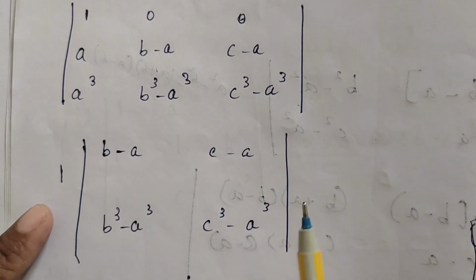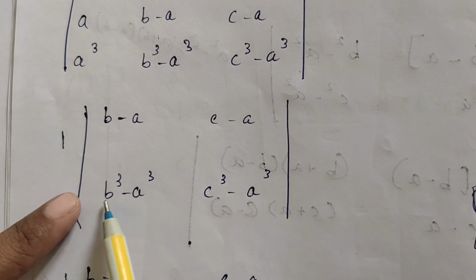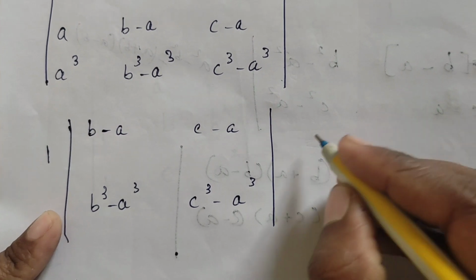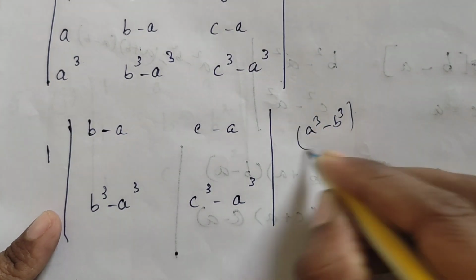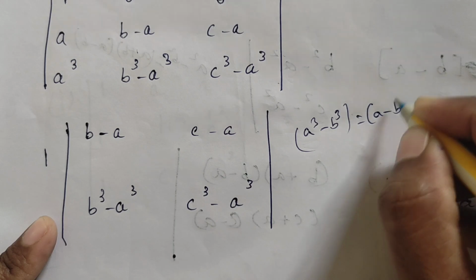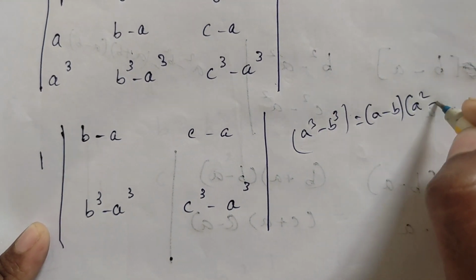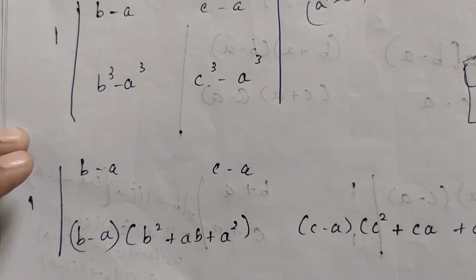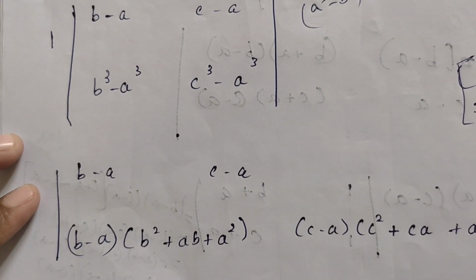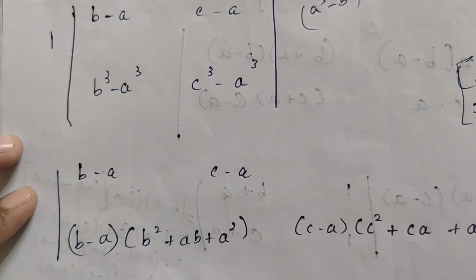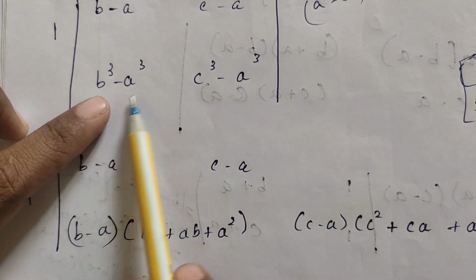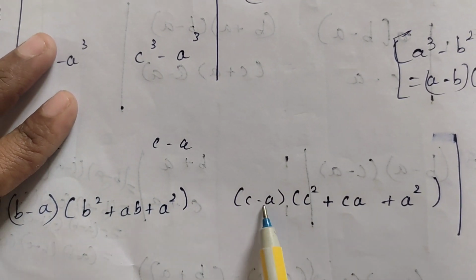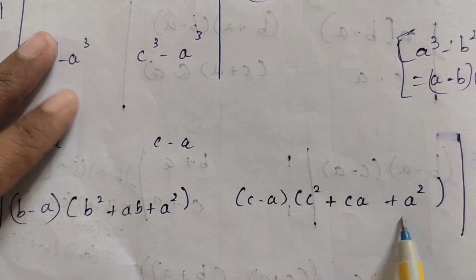Next, now we have a cube minus b cube format. We should know the a cube minus b cube formula. a cube minus b cube is equal to a minus b into a square plus ab plus b square. We are going to apply this formula here. On applying it, we get b minus a into b square plus ab plus a square, and for c cube minus a cube, c minus a into c square plus ca plus a square.